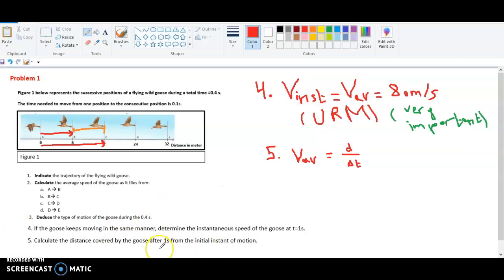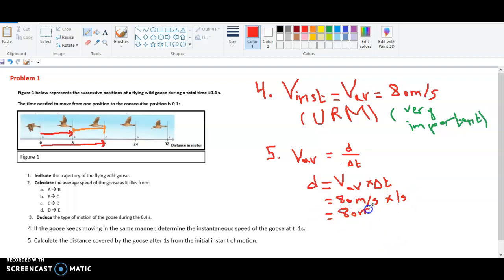So now the distance covered is equal to V average times delta T. The average is 80 meters per second times the time here, which is 1 second. So seconds and seconds cancel, then the distance covered is 80 meters.